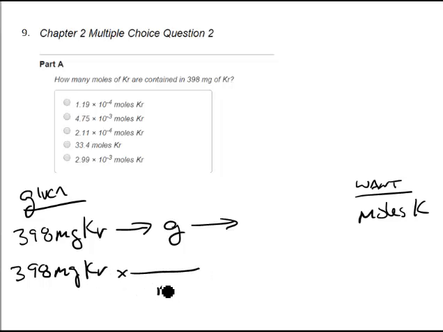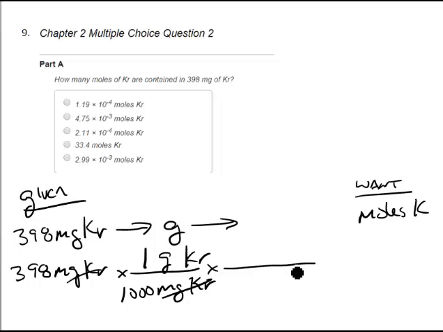We're going to cancel milligrams krypton. That has to go down there. And we want to make that grams of krypton. And which one's the big one? Grams. And there are 1,000 of these little ones. So now we need to cancel grams of krypton and convert that into moles. And that's the atomic mass.